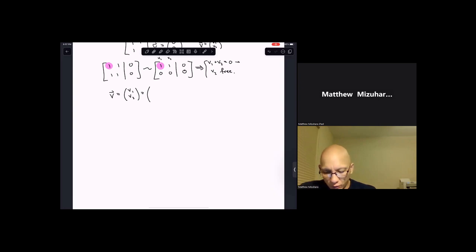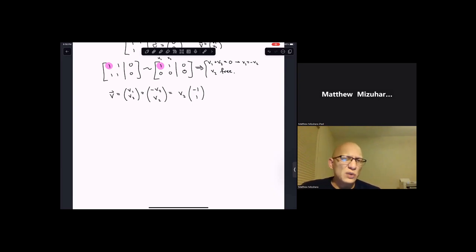Now, from before, I know v1 equals minus v2, so I can plug that in. Minus v2, and then v2 itself was free. If I pull out that v2 as the free variable, I'm left with minus 1, 1. So technically, no matter what v2 you give me, that would be an eigenvector. If I take v2 to be 1, I get minus 1, 1. If I take v2 to be 2, minus 2, 2. These are all different eigenvectors.